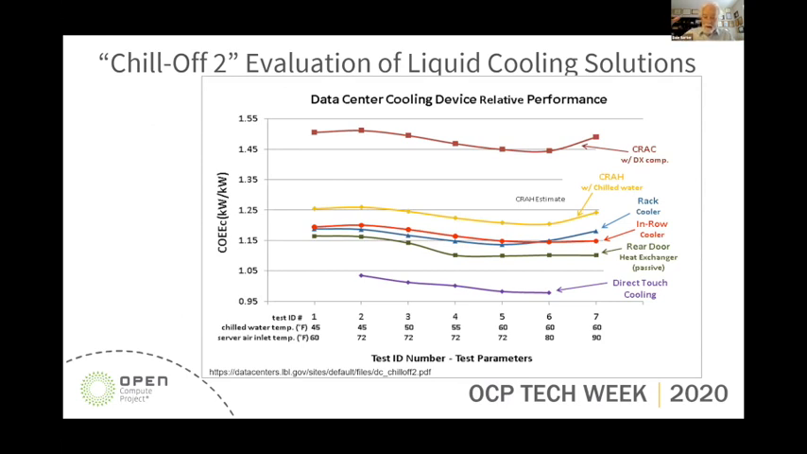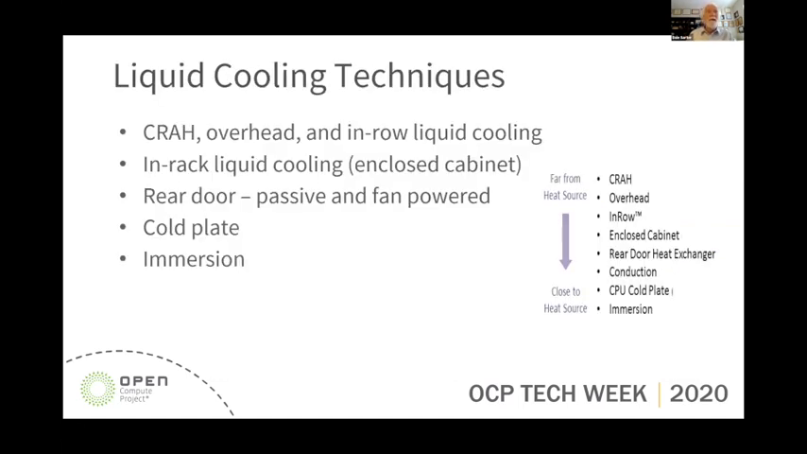And then as the water gets closer to the load, whether it be in-row coolers, rear door heat exchangers, and then direct touch cooling, each one of those makes a small improvement or a significant improvement, actually. So the techniques we're going to look at are the computer room air handlers or overhead and in-row liquid cooling, in-rack liquid cooling where the cabinet's enclosed typically, rear door, both passive and active, and then cold plate technology and immersion cooling. And as I said, the efficiency as well as the allowable temperature increase as we go down the list.